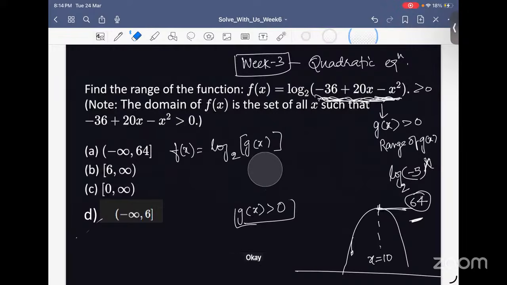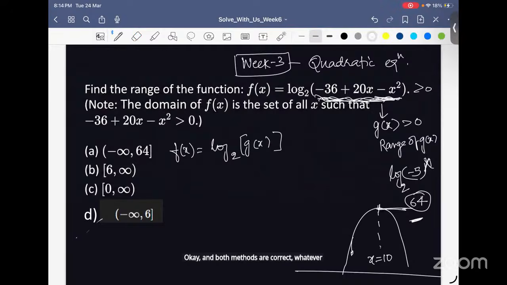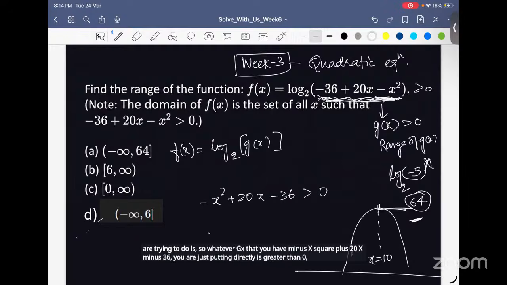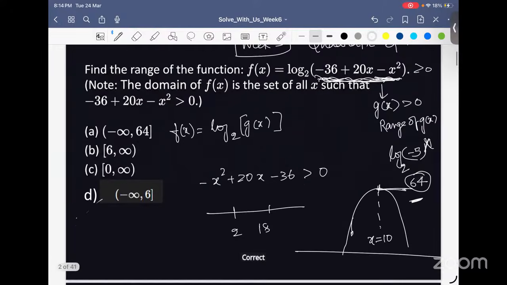Okay, and both methods are correct. Whatever you are trying to do is, whatever gx that you have, minus x square plus 20 x minus 36, you are just putting directly greater than 0, right? From here you are getting x from 2 to 18, correct? That is what you are getting, right? This method is also correct.